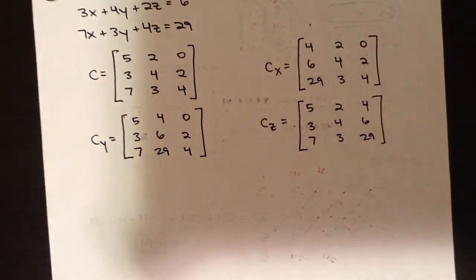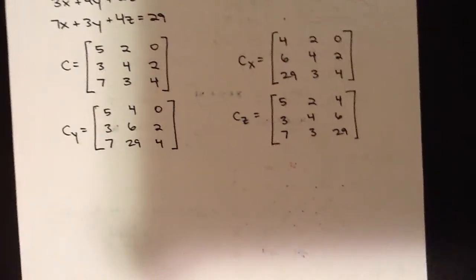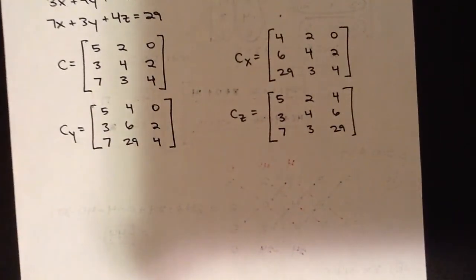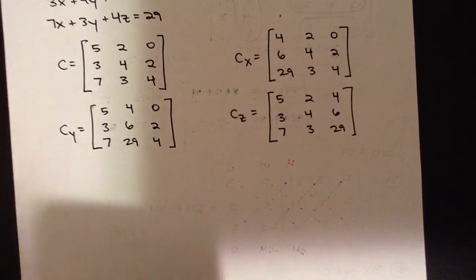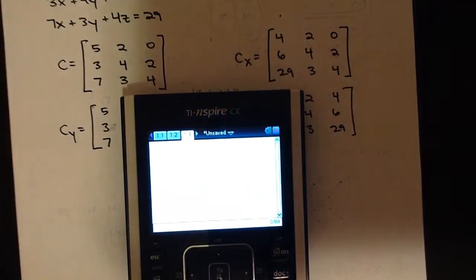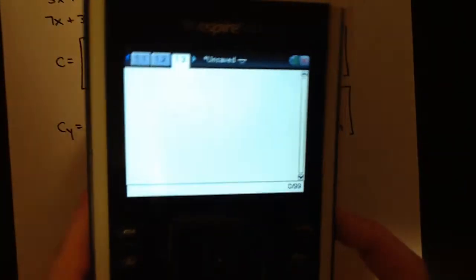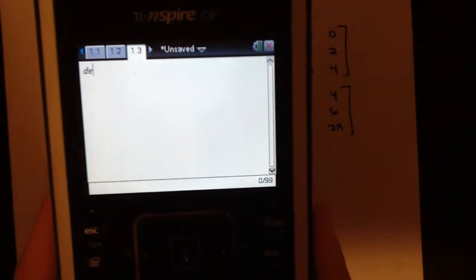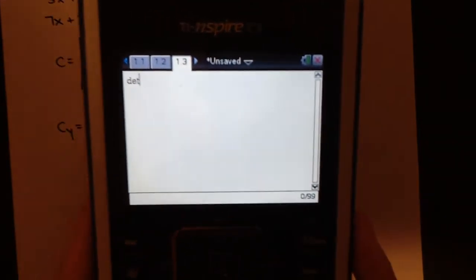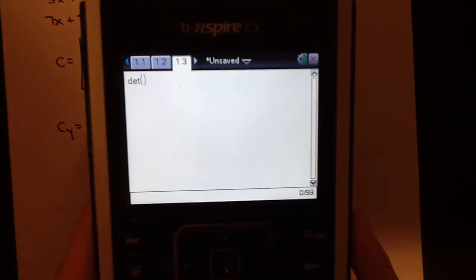Okay, so on your test, I need to see you guys actually writing out these matrices, but then the determinant work you can do on your calculator. Okay, so new calculator page. I'm just going to add a page to my current document, make it a calculator page. You can either type in det, or you can find it on the matrix menu, open up a set of parentheses.